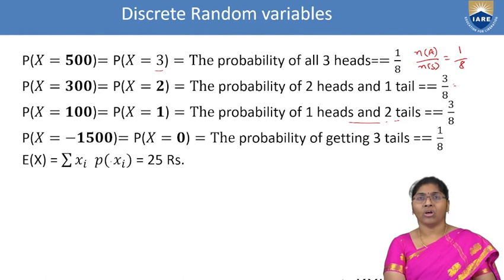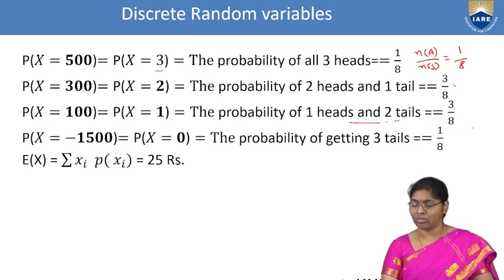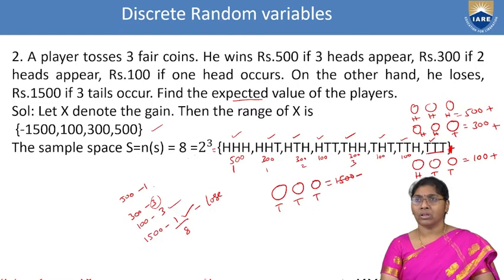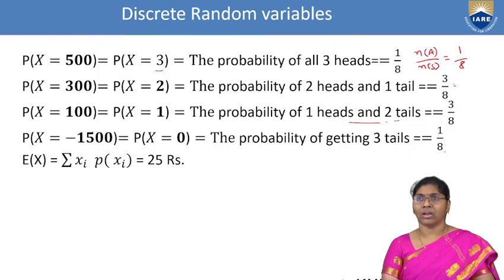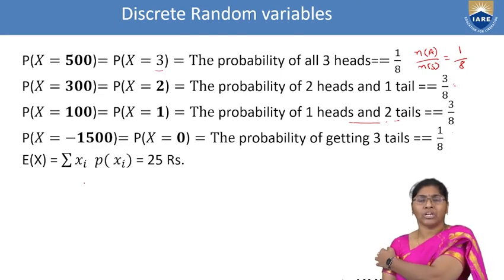All 3 tails means he lost 1500 rupees. That means minus 1500. That occurs only one time. 3 tails occurred only one time out of 8, that is 1 by 8. Now the expectation E of X equal to, they are calculating just the expectation.